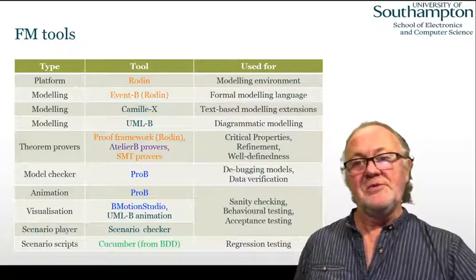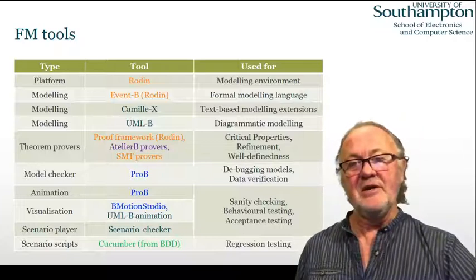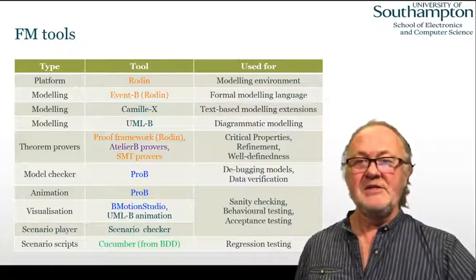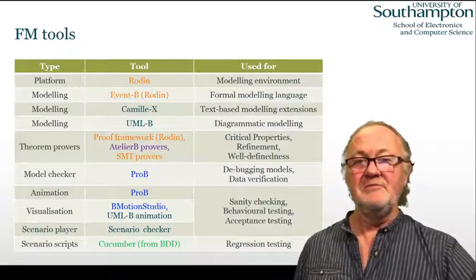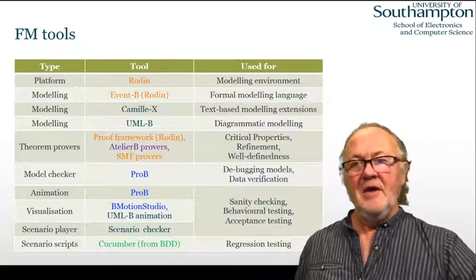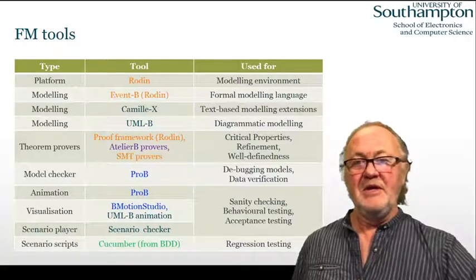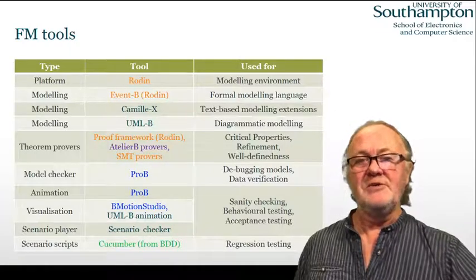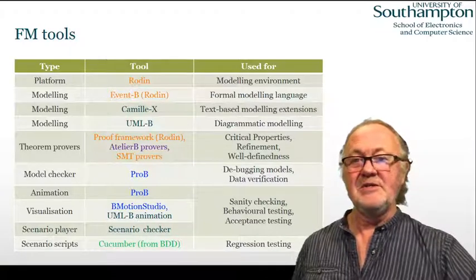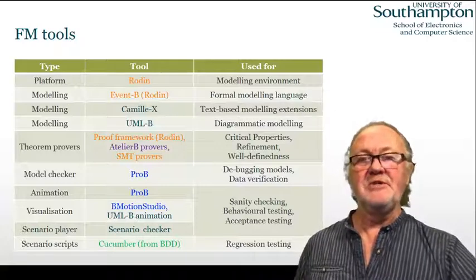For debugging models, when the proof obligations cannot be discharged by the provers, then we use the ProB model checker to find counterexamples. And ProB also has a single step animation mode, which we can use to check the behavior of the model is as we expect. And then for visualization, BMotion Studio is part of ProB, and it allows us to create graphical visualizations of the state of the model so that we can view it as it is changed by ProB. And we can also animate the UML-B state machines to visualize behavior.